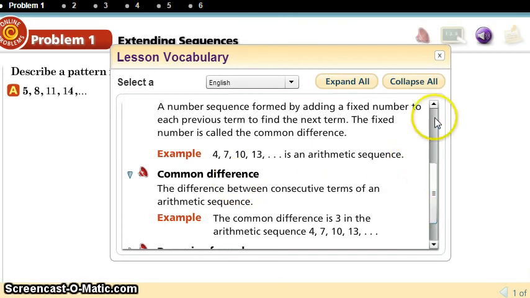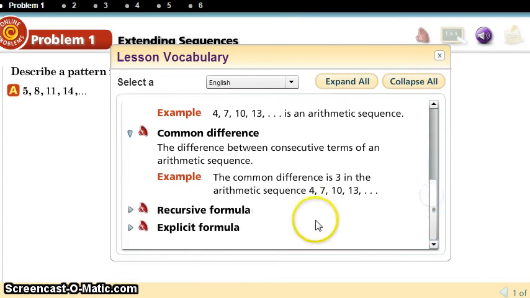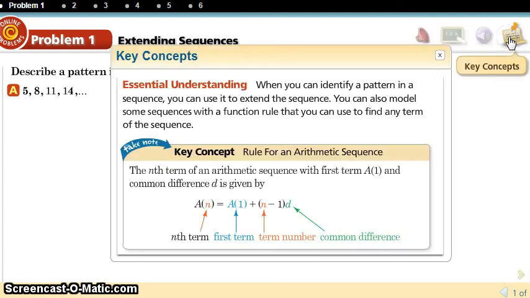Now the other thing that I want to bring up, those are vocabulary. The next vocabulary term, we're not going to look at recursive, we're going to look at explicit formula. But I actually want to bring up the key concept box here real quick and show you the arithmetic sequence. This is the formula that we're going to use for the arithmetic sequence, and it's nice and color-coded and broken down for you into all the parts of that sequence.